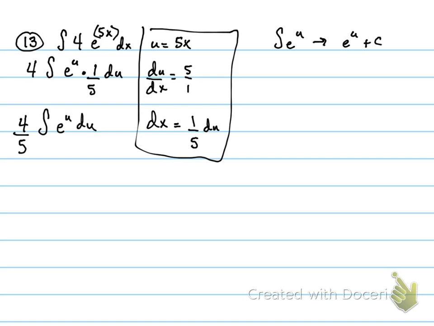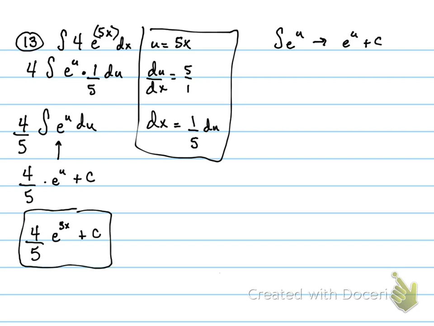We know that, what do I take to get e to the u as my derivative? Well, that's just e to the u. So we have 4 over 5 times e to the u plus c. And now we just plug back in what is u. So e to the, our u was 5x, plus c. And that is our final answer for the antiderivative of that.